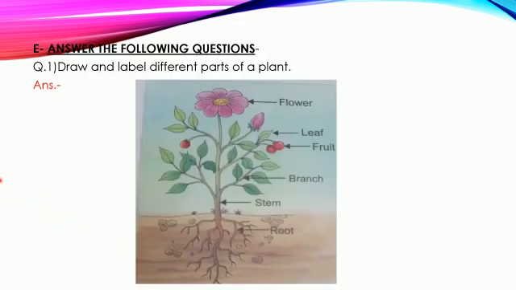Now it comes question number E. Answer the following questions. This is the long answer type question. Question number 1 is draw and label different parts of a plant. I hope you have drawn this picture earlier also, practiced this also. So once again you have to draw this picture, a plant, and label all its parts.